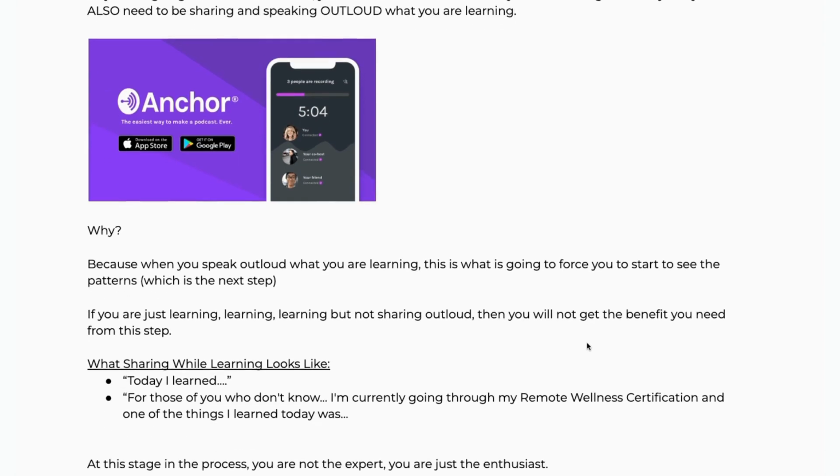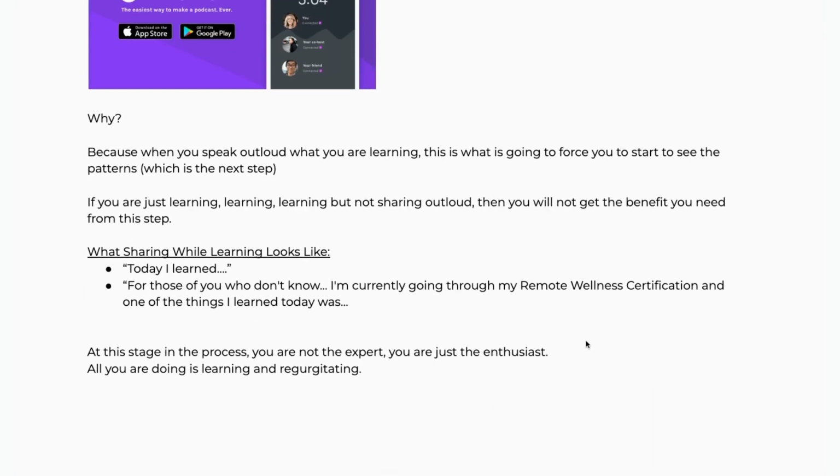So what sharing out loud looks like when you're actually learning is like, hey, I jump on my Anchor app and say, hey, today I was just learning about this. Today I was geeking out about this, right? And this is what I've been learning, right? Or, hey, for those of you who don't know, I'm currently going through my remote wellness certification, and one of the things that I learned today was, right?